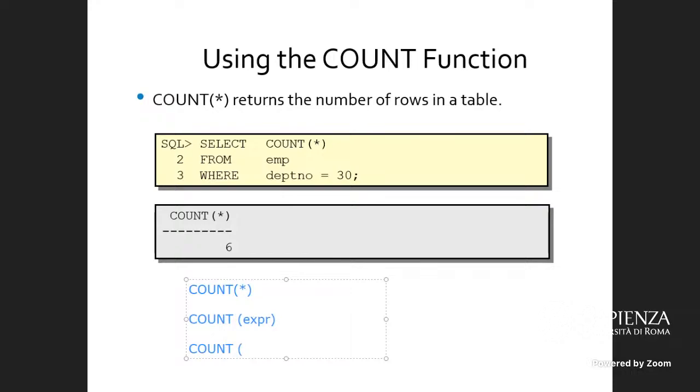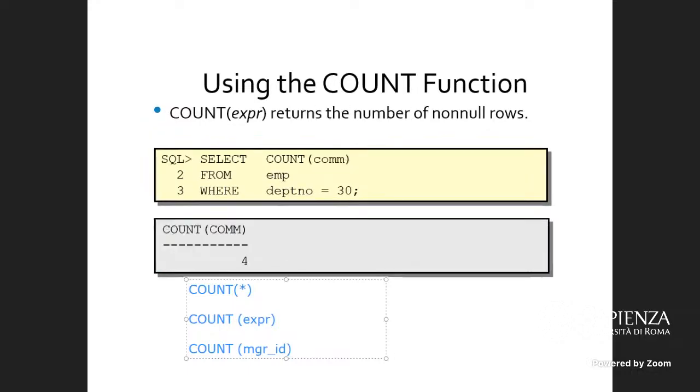Let's say you do something like count and do manager ID. You can do something like that also when you're doing a count. You understand? So you can do a count expression and you can do a count asterisk. Those are the two types of counts that we really have actually. So when we do a count, we have that, and then we can do another count. Let's say we are doing a count of the commission. So we can do a count of the commission.